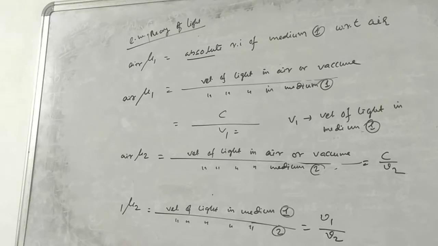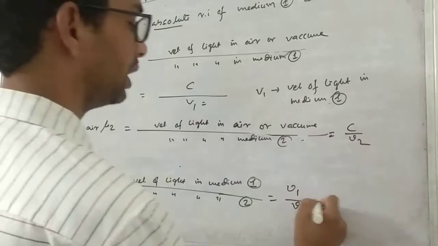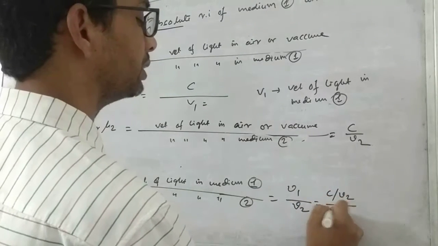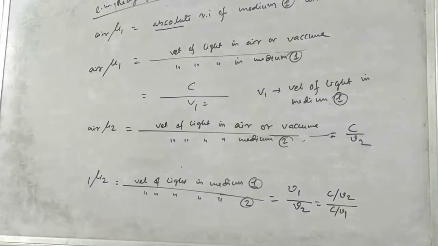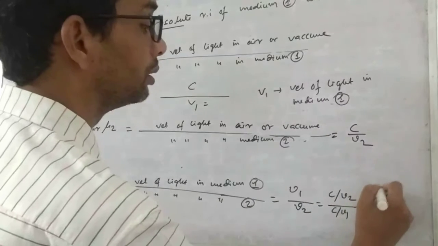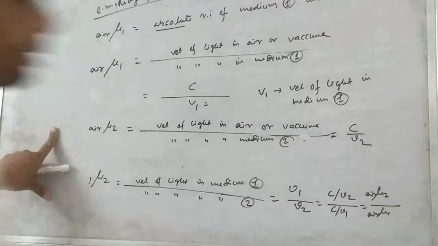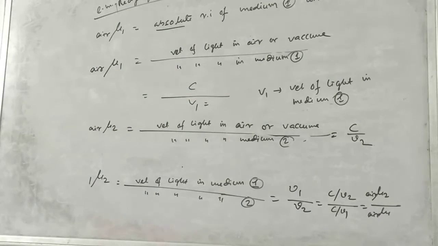Now what do you get? Just manipulate this thing. What is V1 by V2? Now writing this expression in some different way, let's check. V1 by V2 is nothing but C by V2 divided by C by V1. And what is C by V2? C by V2 is nothing but mu 2 with respect to air, divided by mu 1 with respect to air. Mu 2 with respect to air divided by mu 1 with respect to air.